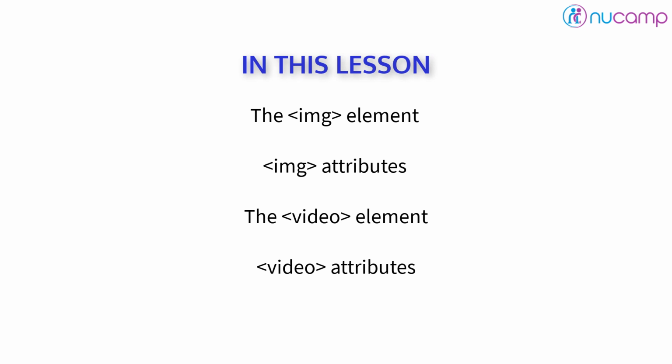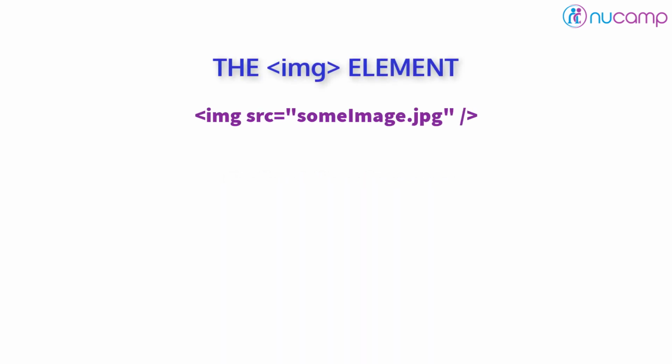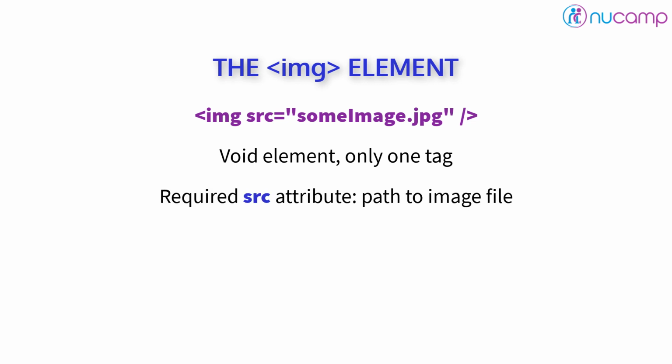You'll now learn how to embed images and videos into a web page. While the World Wide Web started out as text only, the ability to embed images has been around for a long time now. The image element, spelled IMG, is a void element, so just one tag is needed. It requires a source attribute.